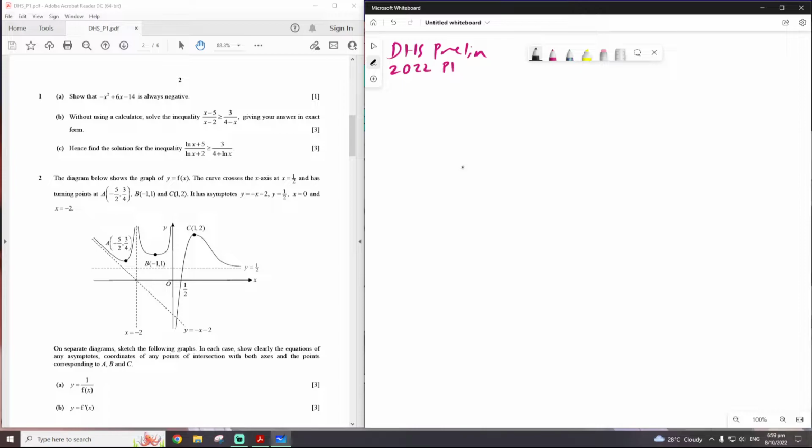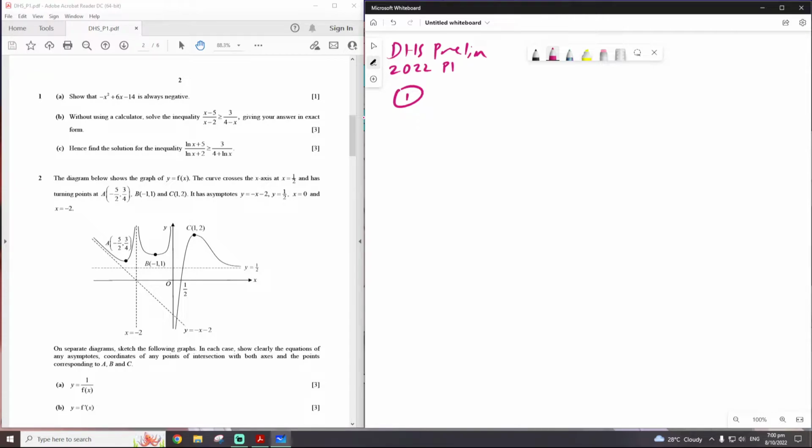Now, I've actually done this paper beforehand so that I can speed up the recordings and make less mistakes as I record, which will minimize the amount of editing I need to do later on. So, let's just go through the questions. It'll be the same procedure as we always do. So for the first question, it's an inequalities question.